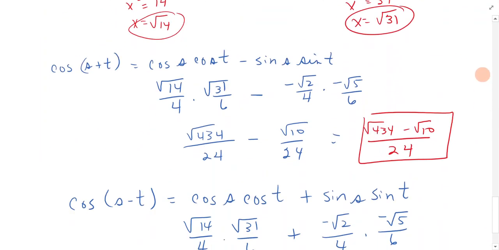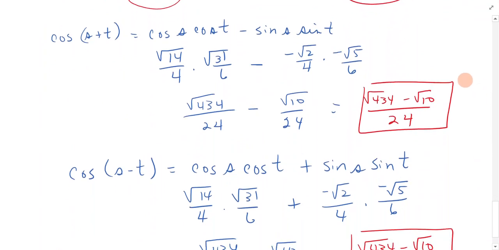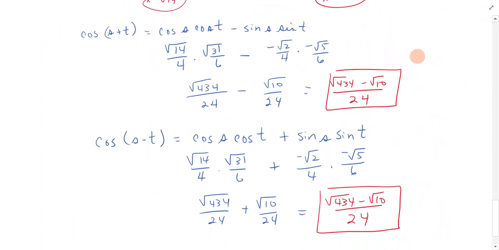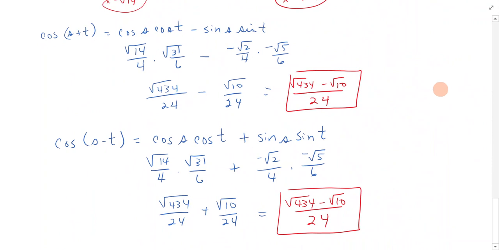Plug those in. Now you get really big numbers here. Let me make this smaller to fit on here. So square root of 14 over 4 times square root of 31 over 6 minus, and you got that. So you have square root of 434 over 24 minus square root of 10 over 24. They really don't simplify any more than that. So those are going to be some crazy little answers there.